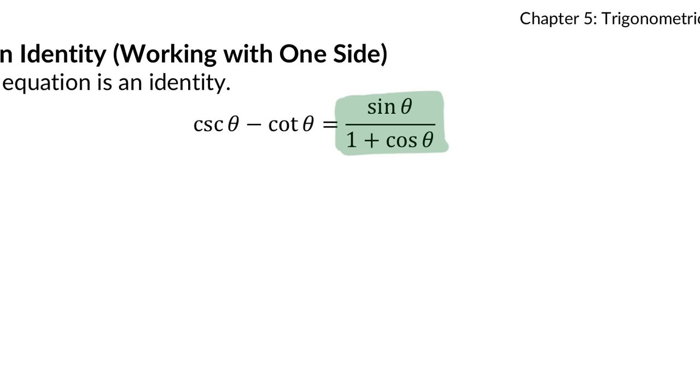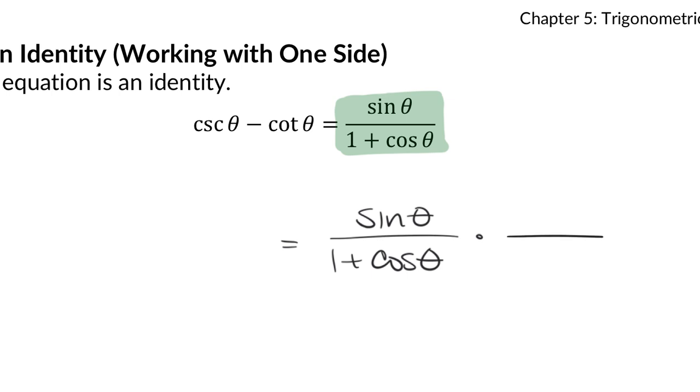Do you see how the denominator here and the denominator there are similar? It's 1 and then a trig function that is not squared. That's going to be your hint that we're going to multiply by the conjugate. So here we go. We have sine of theta over 1 plus cosine of theta, and we're going to multiply by the conjugate. What is the conjugate of this one? 1 minus cosine. So you just change the signs of the trig function itself.